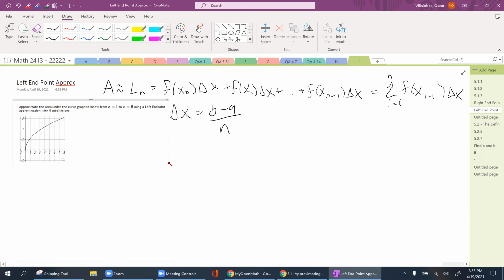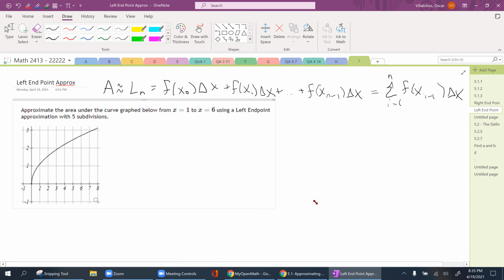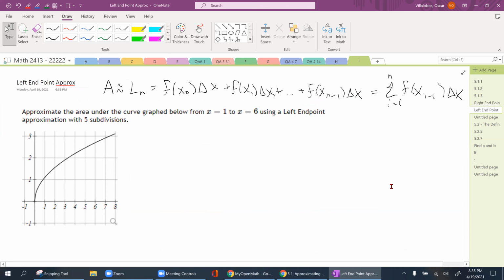For this problem, I wanted to go over these graphically as well, like, what exactly are we doing? So I need to find the area under the curve between x equals 1 and x equals 6. So that'll be between here and between here, using 5 subintervals. And you'd see that 1, 2, 3, 4.